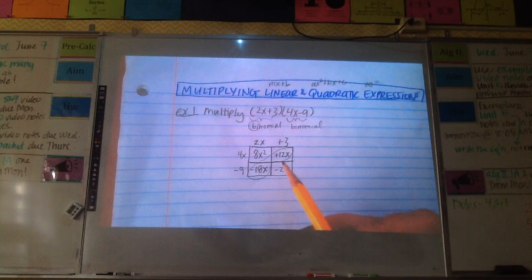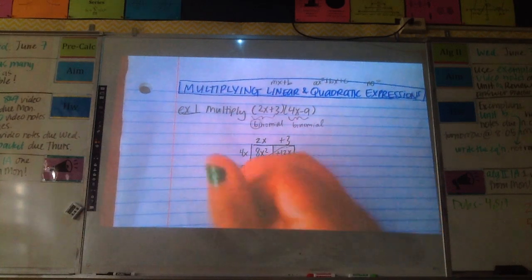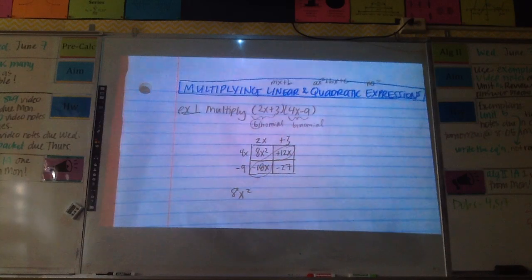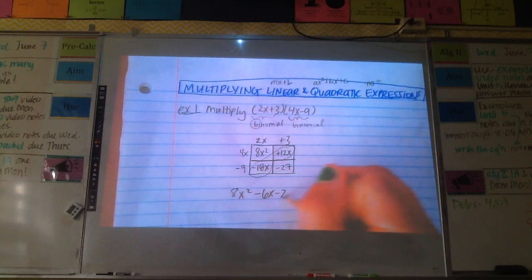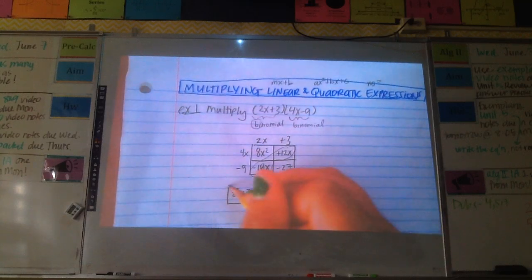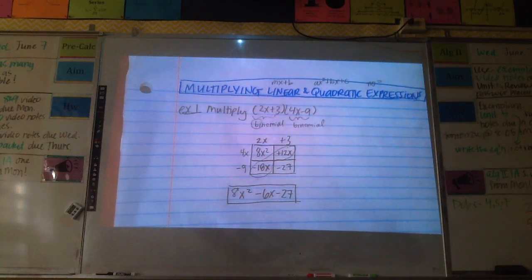All I need to do from here is combine any like terms. I see that these terms both have x. This term has x squared, so it is not a like term with these guys who have x, not x squared. So when I combine my like terms, I have the expression 8x squared, negative 18x plus 12x gives me negative 6x minus 27. Here's my final answer.